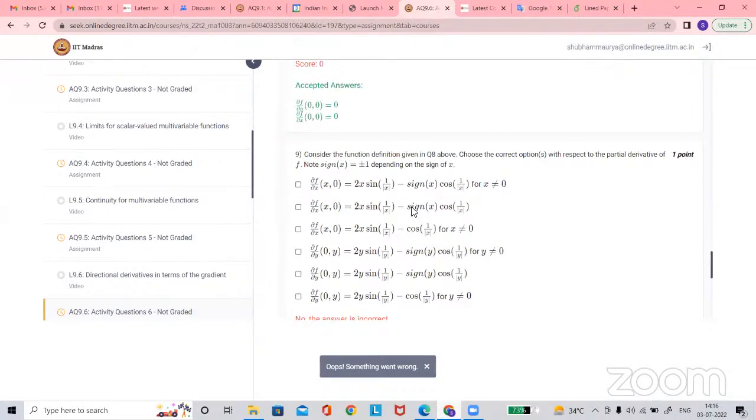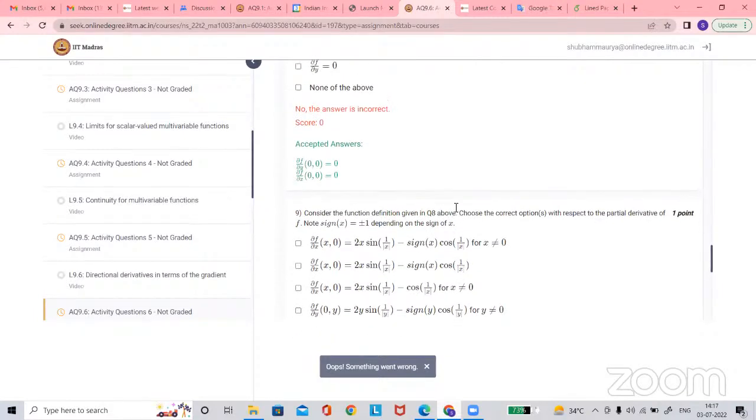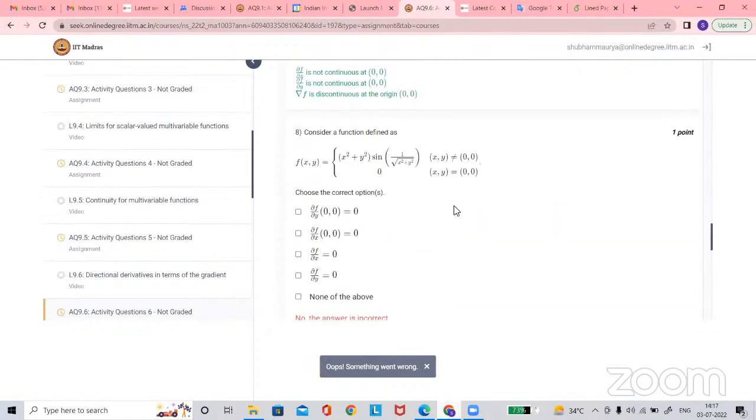From where am I getting this signum function, sir? The signum function is just the sign of something. I know about the signum function, sir, but I'm not getting that answer. Can you please solve this portion? Yes. Okay.